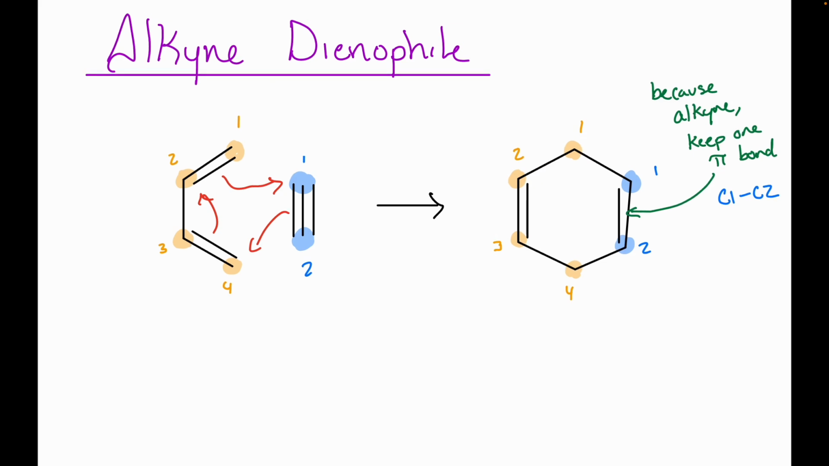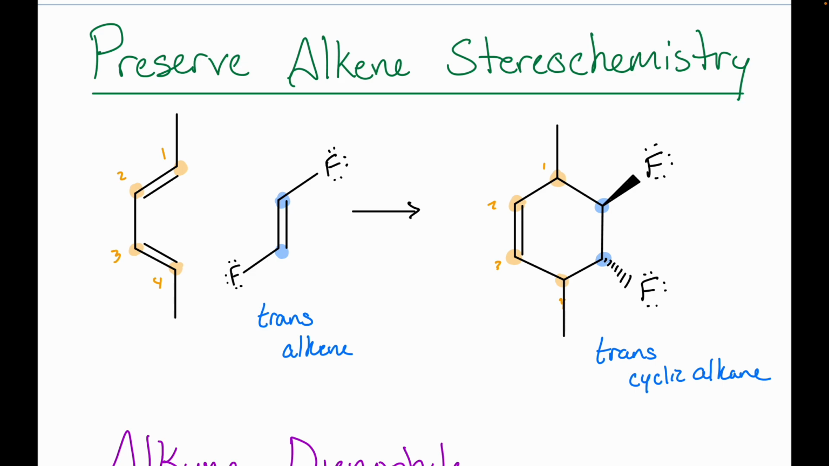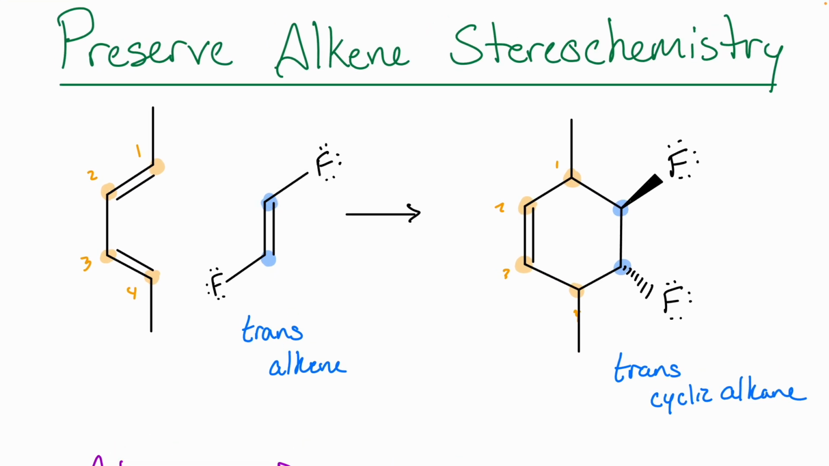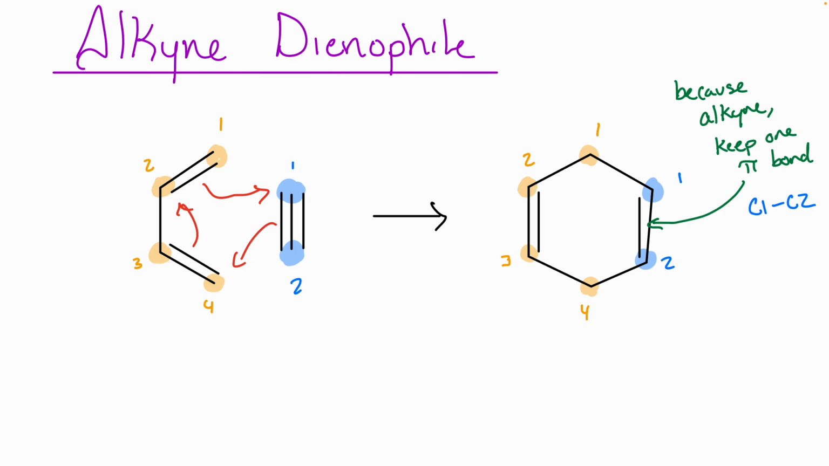All right, so we have these Diels-Alder reactions where we're always forming these 6-membered rings between our conjugated diene and what we call a dienophile. All right, these reactions preserve the stereochemistry of that alkene. And if we have an alkyne dienophile, we're going to keep one of those pi bonds. Cool.